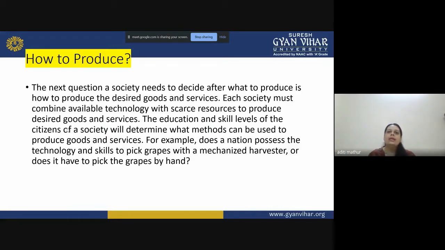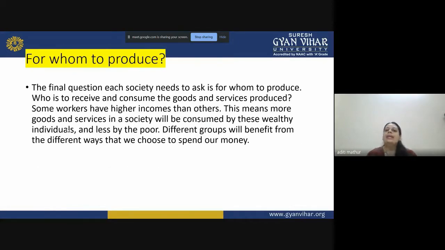So we have covered over here right now what to produce and then how to produce. And the last question is for whom to produce, right? So every society needs to ask for whom to produce. Who is the receiver and the consumer of the goods and services which you are producing?